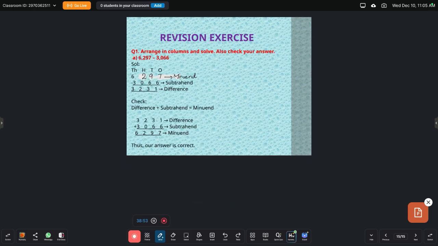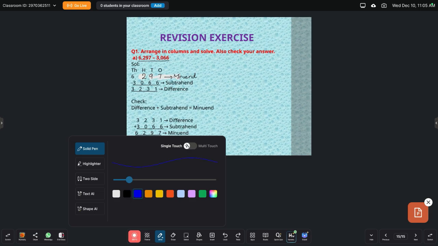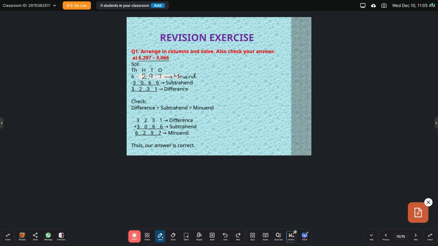Next, boys, let us move to revision exercise. So here we have question number 1. Arrange in columns and solve. Also check your answer. Fine. So what you have to do? You have to first arrange these numbers in columns. And after that, after finding the difference, we have to check the answer whether we have solved the question correctly or not. So to check our answer, we need to apply the formula here.